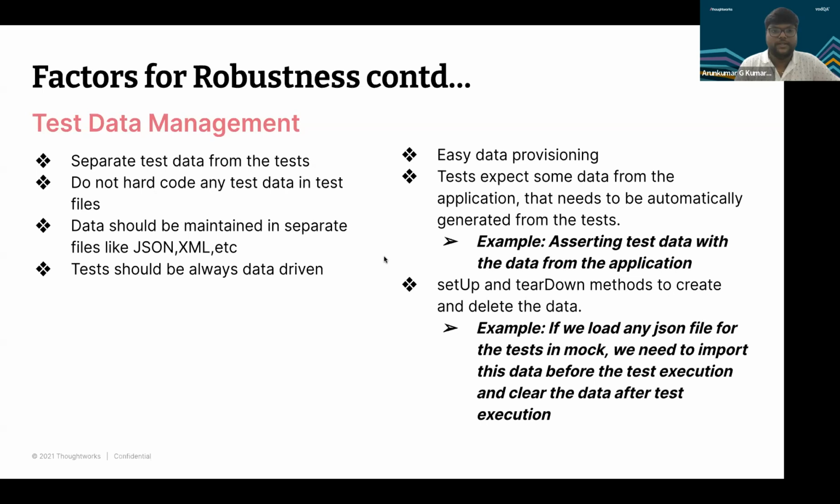So next comes test data management, and most of you would be aware of this. We need to have separate test data. We should not use hard-coded test data in our framework. It can be maintained in any format, so it can be JSON or XML, whatever format. If you are going with Java with Selenium, you can maintain it in your property files also.